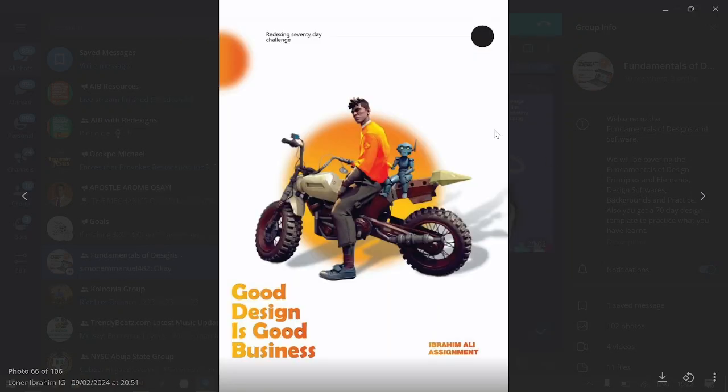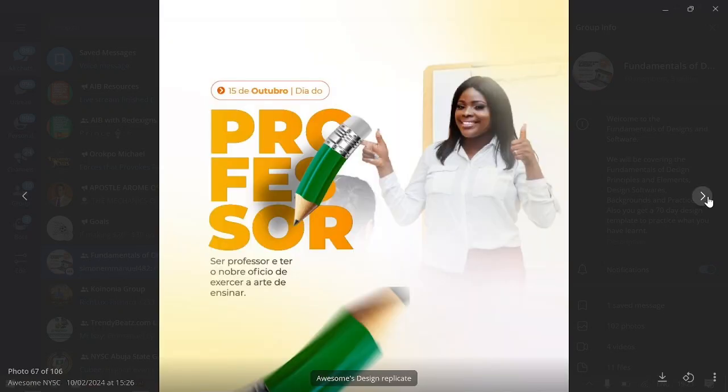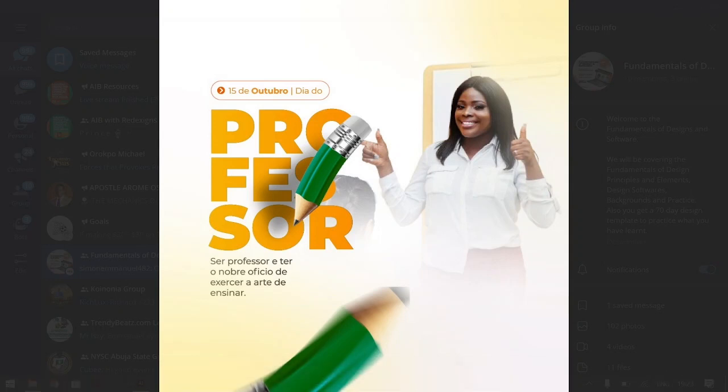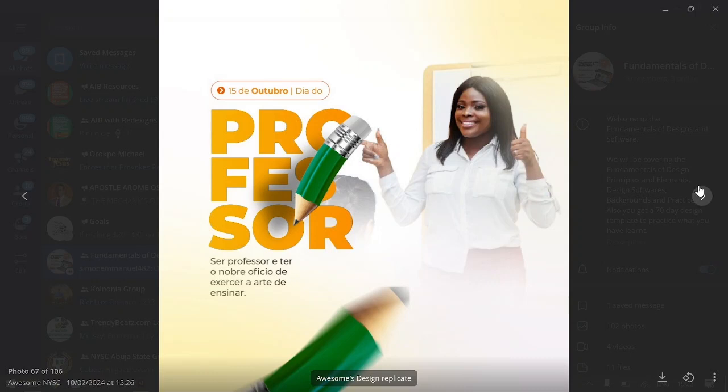So this is Ibrahim's design. Ibrahim, this is very good. But I think your shadow shouldn't have been cast on the shape behind him. And also artboard size. I think I'm using an A4 in this case. We should also have considered using something like 1080 by 1350 pixels.